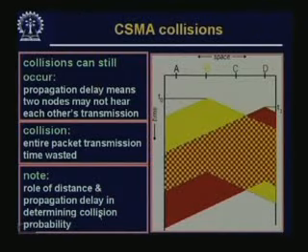Now even if you are doing that, collisions can still occur, mainly because of the propagation delay. Propagation delay means two nodes may not hear each other's transmission. And of course, as before, if there is a collision, the entire packet transmission time is wasted. Naturally, the distance and propagation delay have a strong role to play in the collision probability.